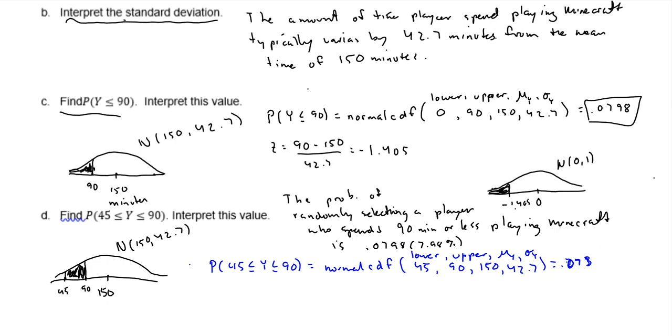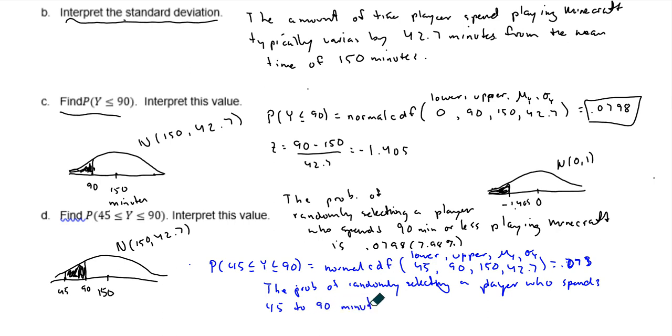And so we can go through the same process if we wanted to find these two different values, find our z-scores for each one, and use table A if we wanted to figure that out. But I'm just going to use the normal CDF. And so now I'm going to write what this is. So this is the probability of randomly selecting a player who spends 45 to 90 minutes playing Minecraft is 0.073 or 7.3%. And that's what we got there.